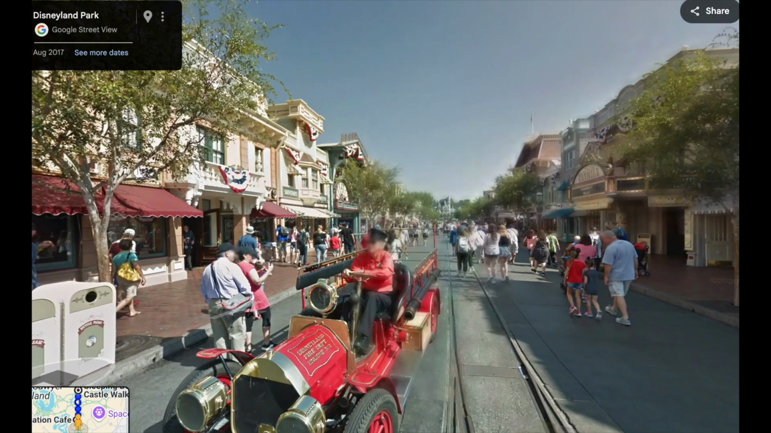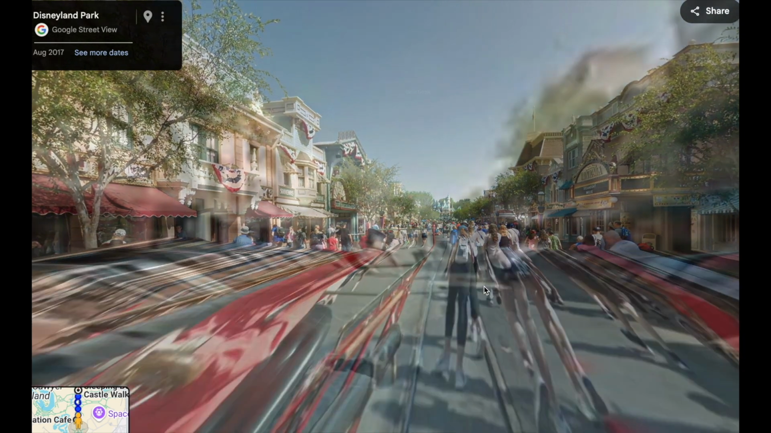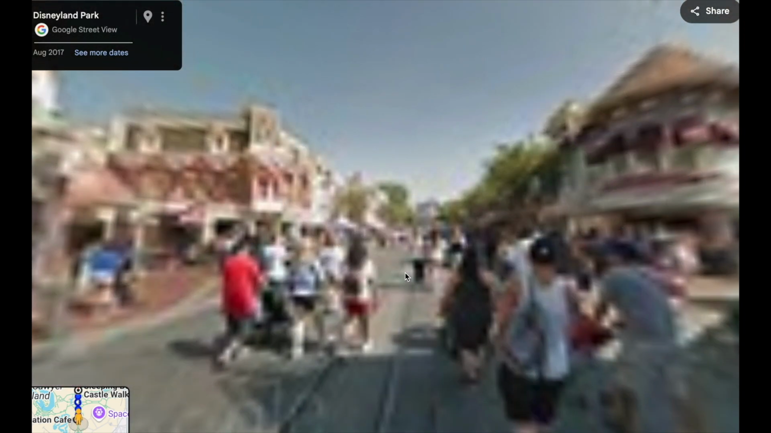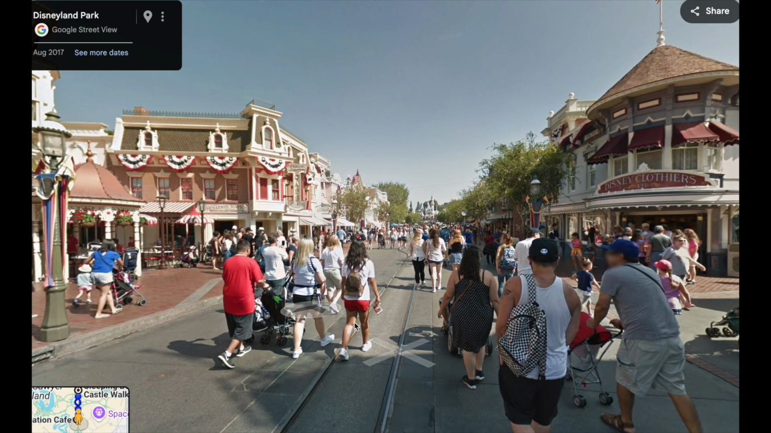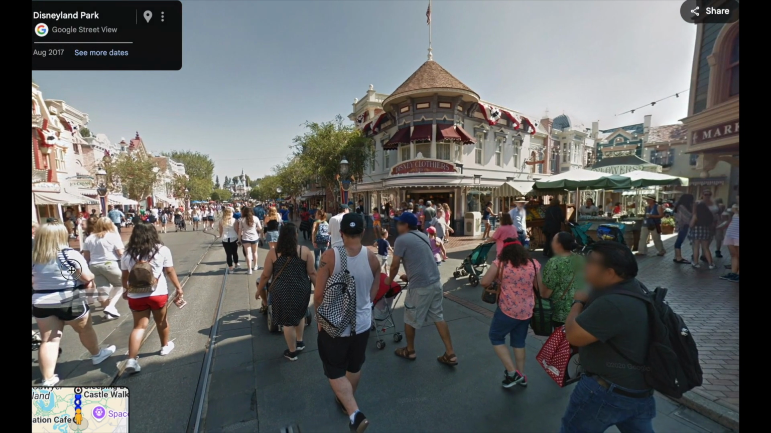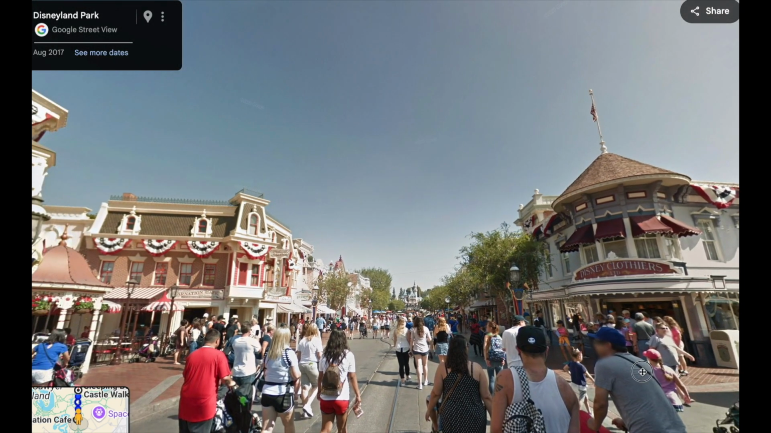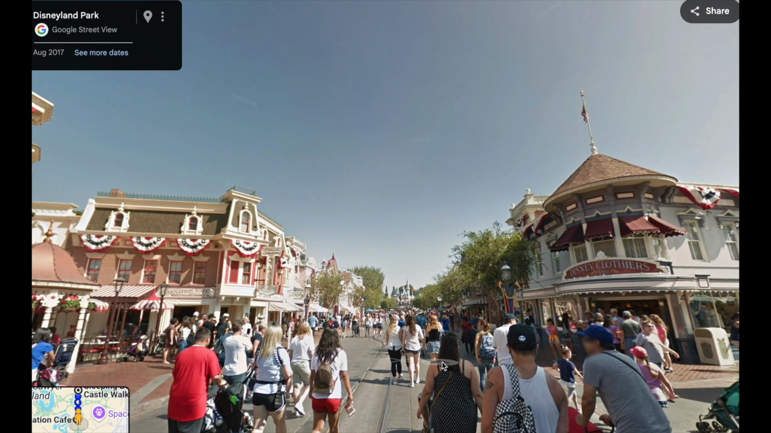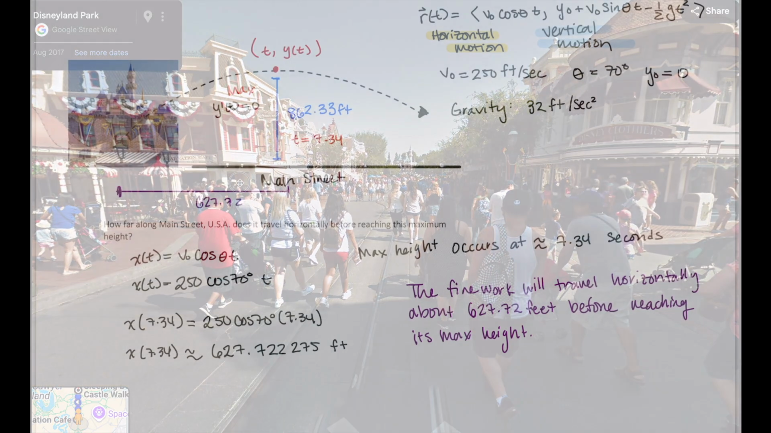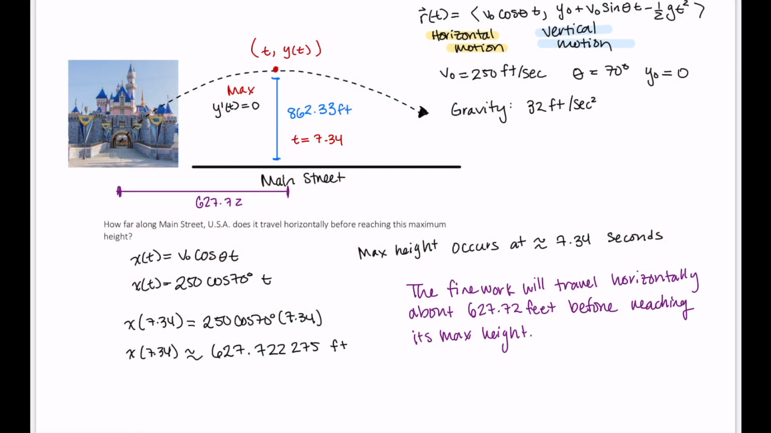Oh, I went in the wrong direction, excuse me. Carnation Cafe is in the other direction. Here we go, closer to the Starbucks. There it is, there's Carnation Cafe on this side, and the Starbucks is over here. So that firework would have gone off right above you, right here. And in the distance, you can see Sleeping Beauty's castle. Anywho, please keep calm and math on.